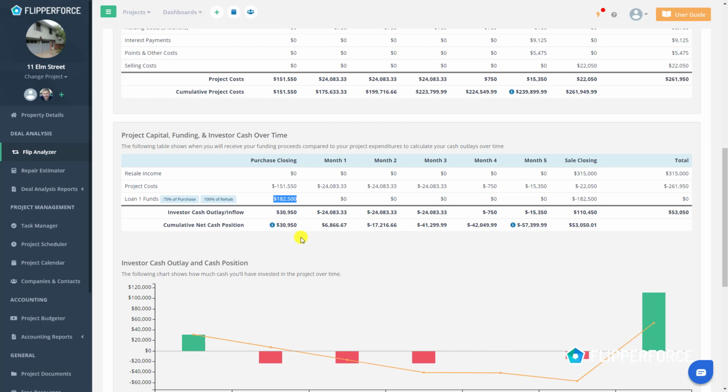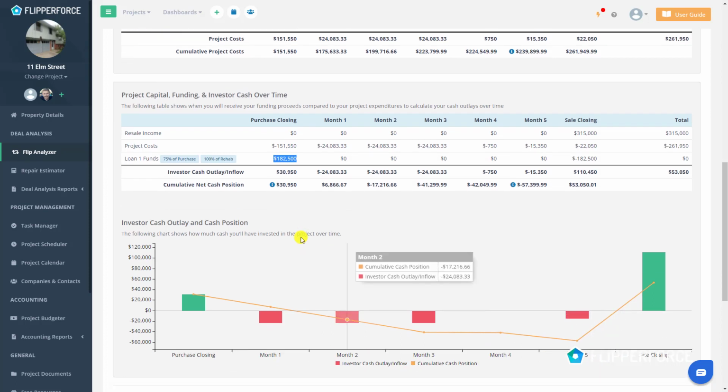So that pretty much sums up everything that you need to know about our financing setup and how you can set up your loans for your house flipping projects.